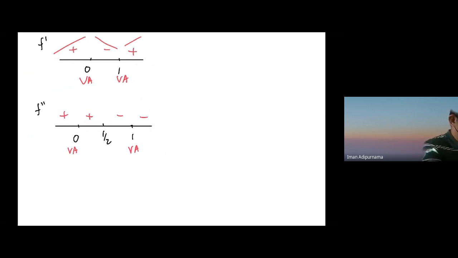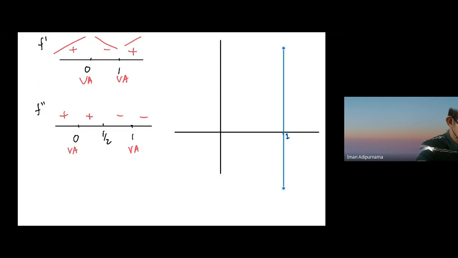Okay, let's try to draw. And let's say we have 1 is maybe here. Okay, 1. And let's draw the line for the asymptote line. Okay, now this is 0. This is 0. This is half.